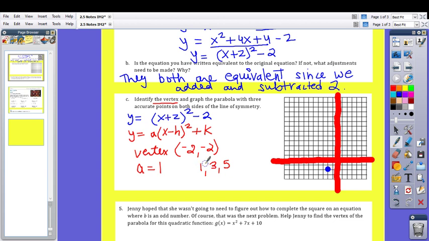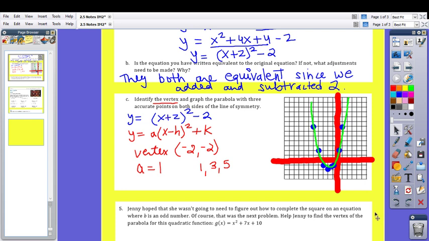Now you'll be going 1 up, and then 3 up. So 1, 2, 3, and then 1, 2, 3. Then you have 5, so 1, 2, 3, 4, 5, and on this side also 1, 2, 3, 4, 5. So these are the points, and then you connect them. So this is how your parabola graph looks.